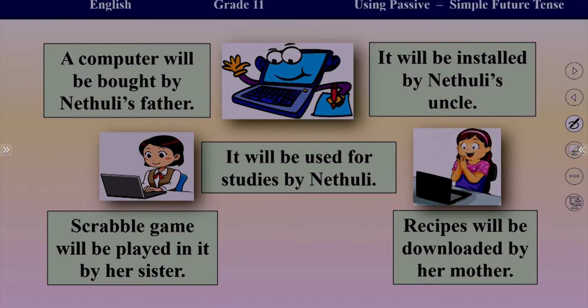There you go. A computer will be bought by Nethuli's father. Will be bought. It will be installed by Nethuli's uncle. Will be installed. It will be used for studies by Nethuli. Will be used. Scrabble game will be played in it by her sister. Will be played. Recipes will be downloaded by her mother. Will be downloaded. Hope you understand the structure of the sentences now.